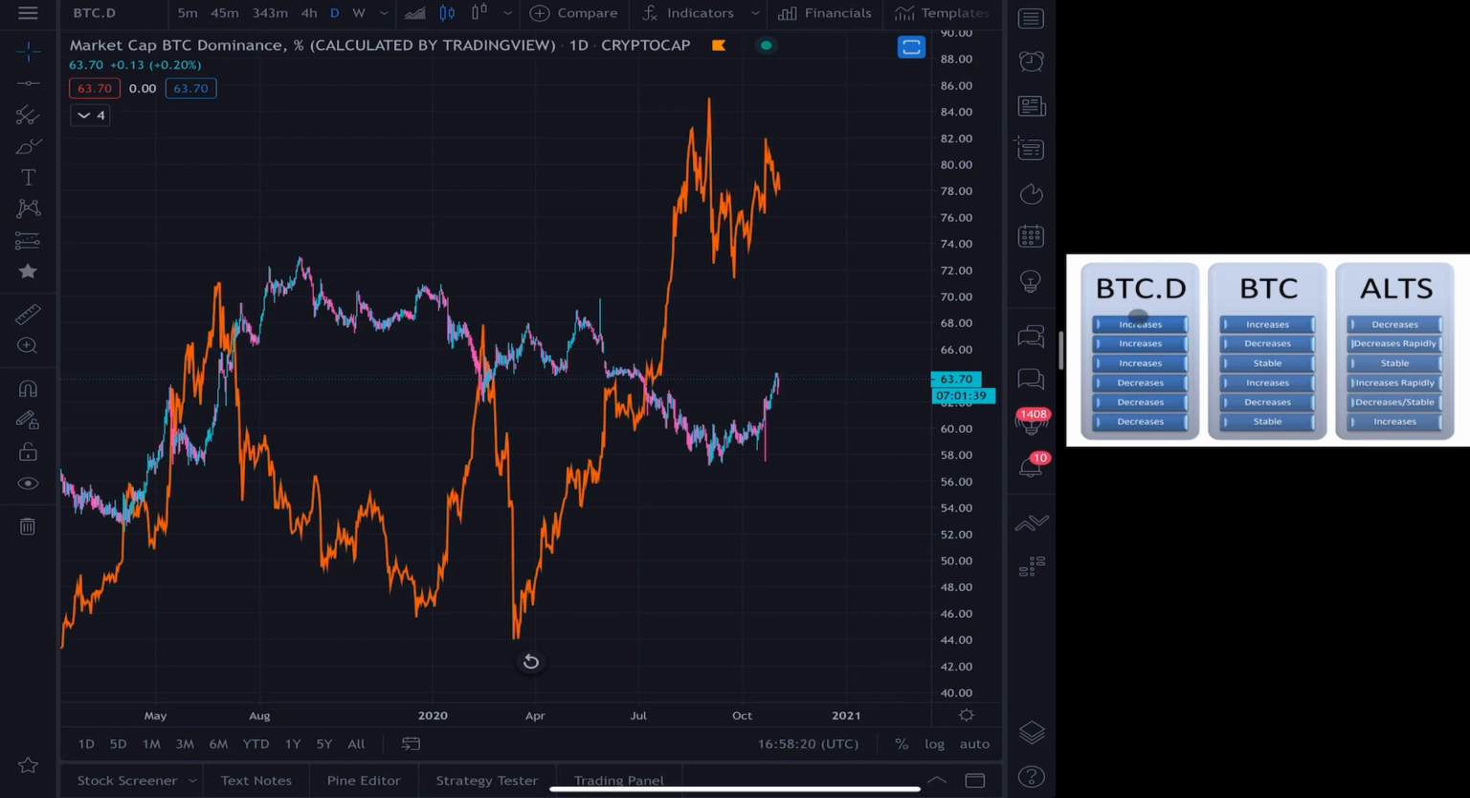And now we get into Bitcoin dominance decreasing. So those are the three scenarios where Bitcoin dominance is increasing. Now we're going to talk about the converse effect of when Bitcoin dominance is decreasing. So Bitcoin dominance decreases while Bitcoin is increasing. You get very intense, rapid altcoin momentum.